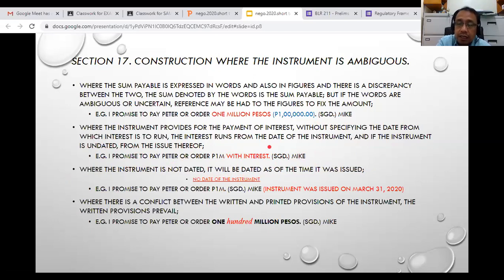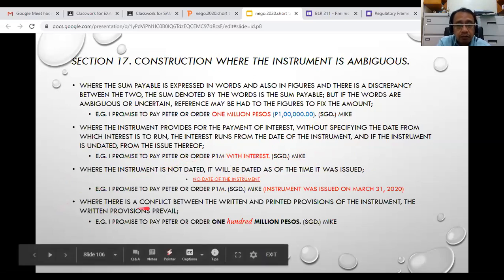And what is now our legal rate of interest for loan, forbearance, or for the use of money? It is 6% per annum. And then where there is a conflict between the written and printed provision of the instrument, which will prevail? The written provision will prevail.